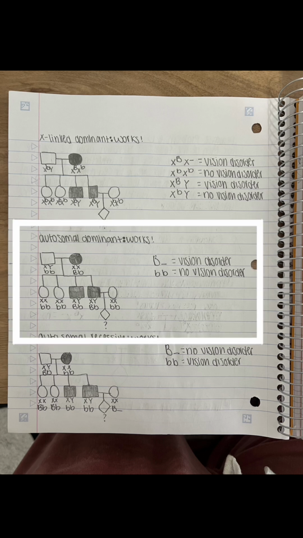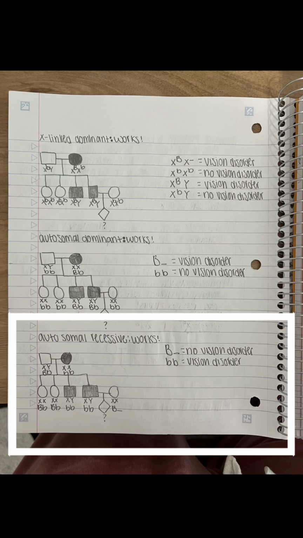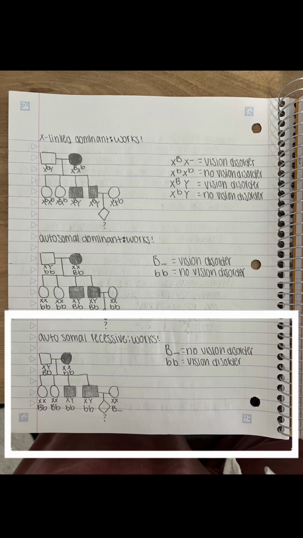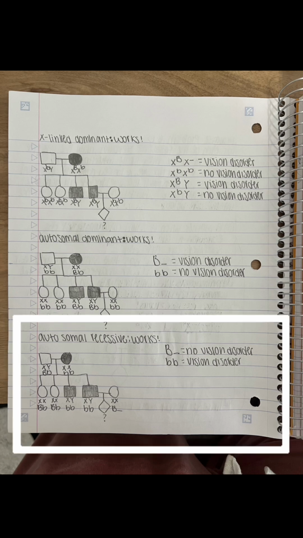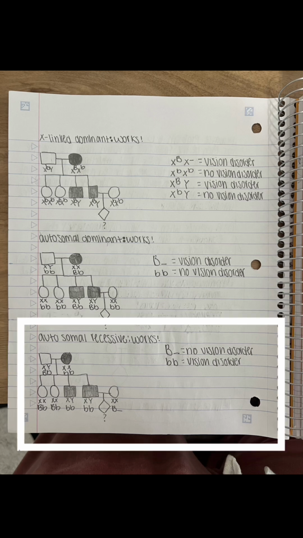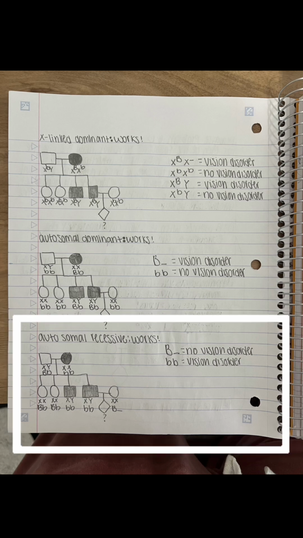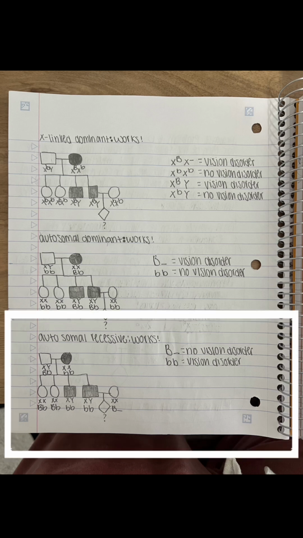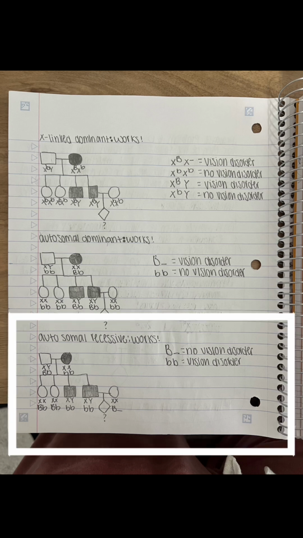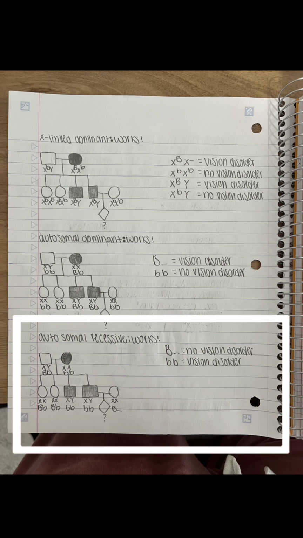And then we have autosomal recessive, which again also works, it's just flip-flopped. And so the mother would have to have two little b's for the vision disorder, and so would the sons. And then the father would have to have big B in order for the daughters to not have the trait. But yeah, that is everything for that problem.